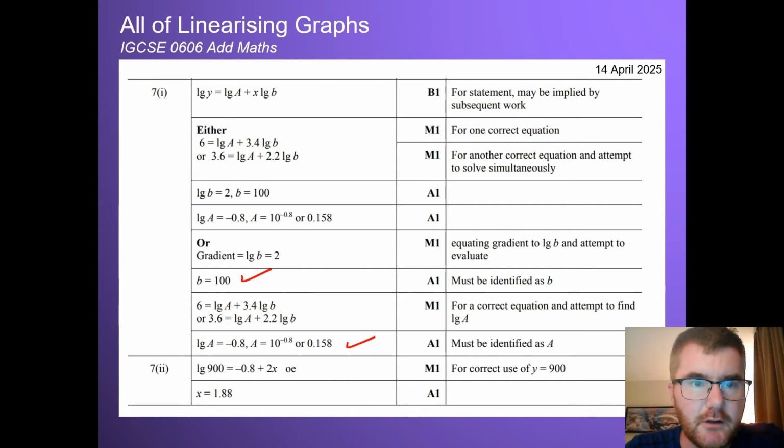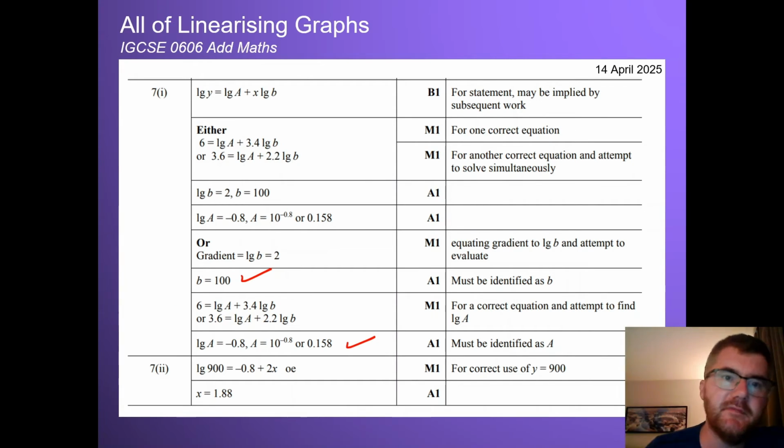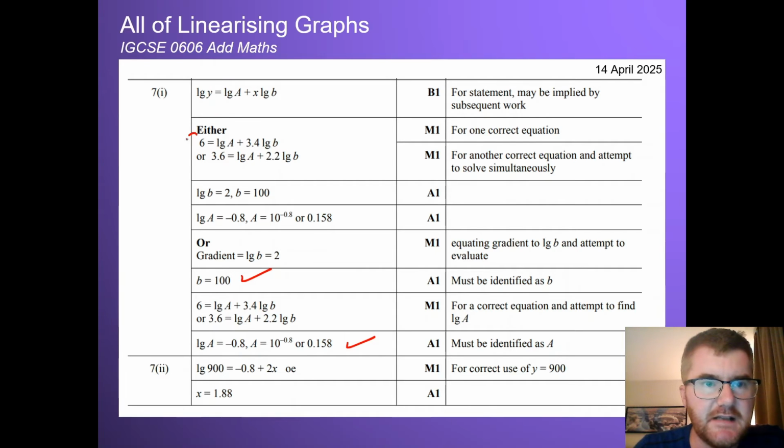All right, so you can have a look through. They've done it slightly differently. So they've used simultaneous equations with logs, which is also perfectly fine as a method. And we get 1.88 at the end to give us all the marks for this question.